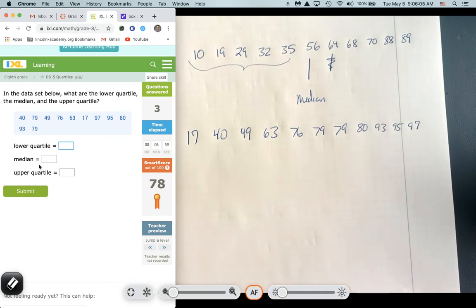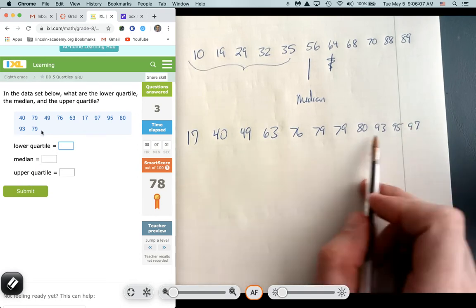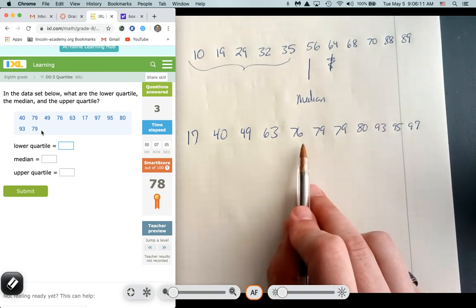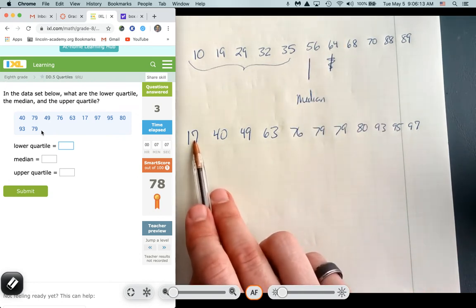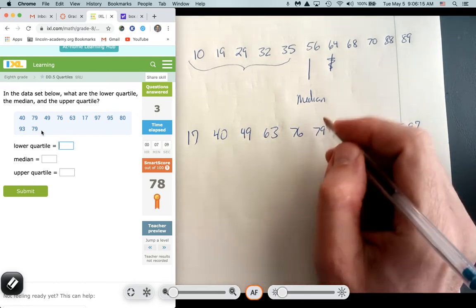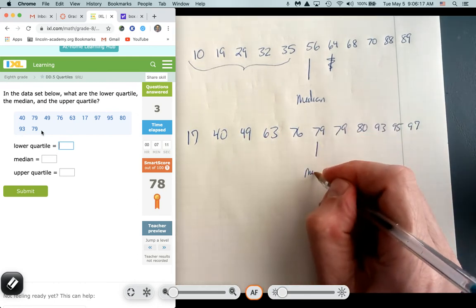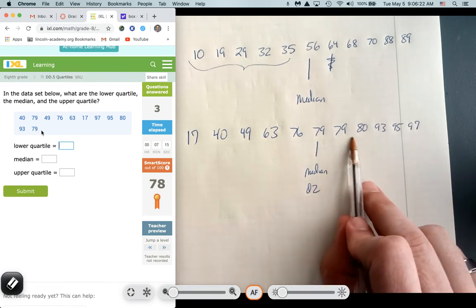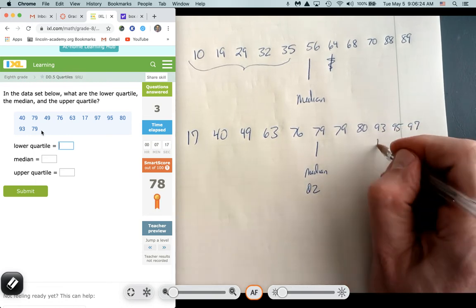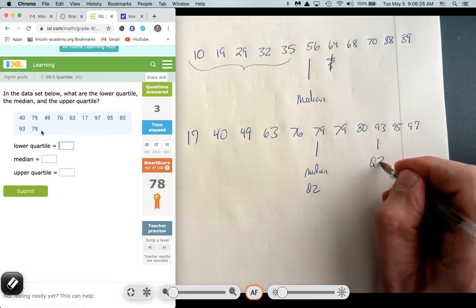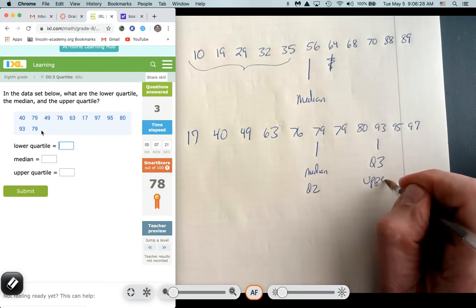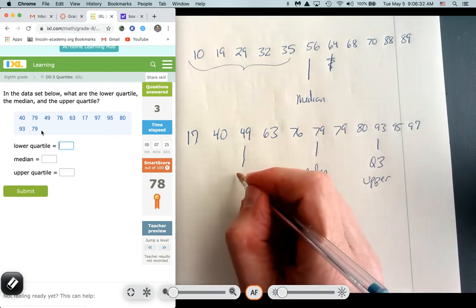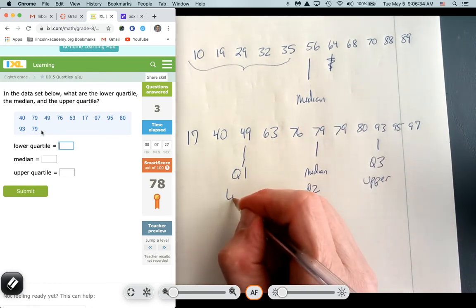Now it's asking for all of them. So again, since there's 11 numbers, I'm not going to make the same mistake I made above. There's 5 in the bottom half, 1, 2, 3, 4, 5. So this is my median, or my quartile 2. And then I have 5 in the top half, so this is going to be my quartile 3, or my upper quartile. I have 5 in the bottom half, so that's going to be my quartile 1, or my lower quartile.